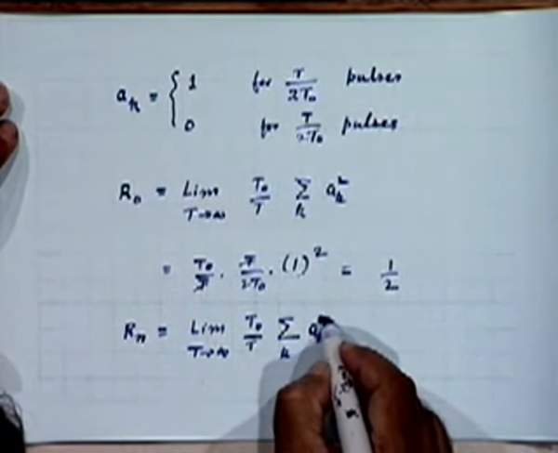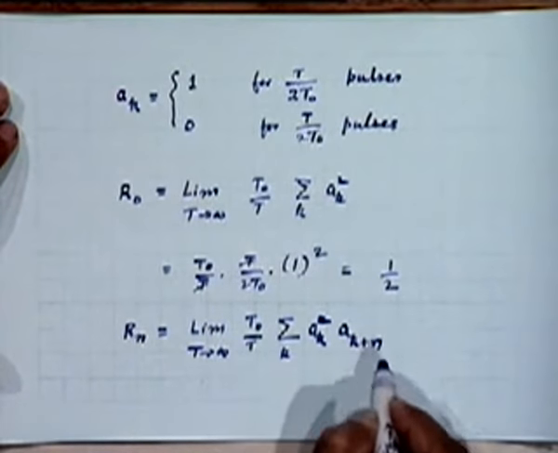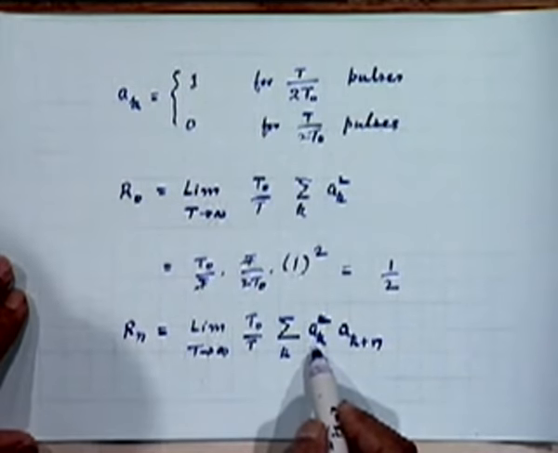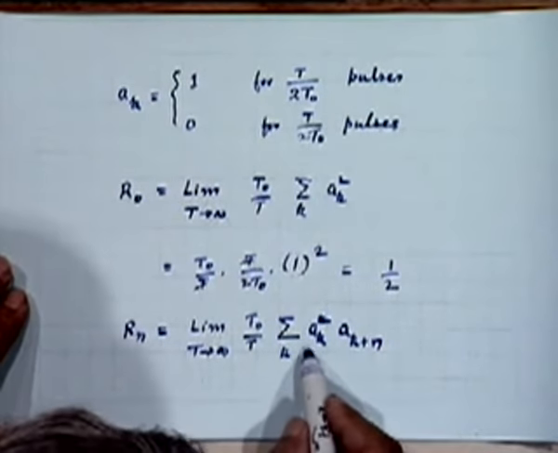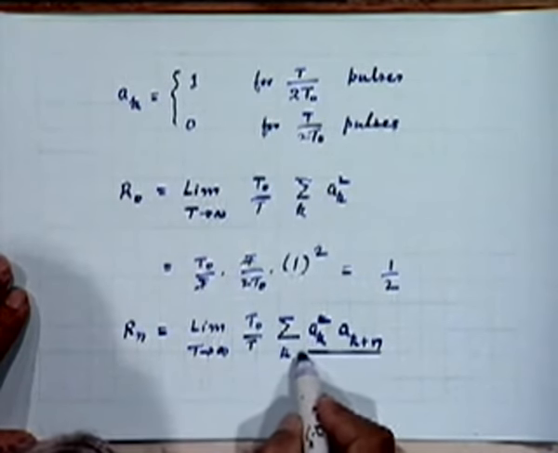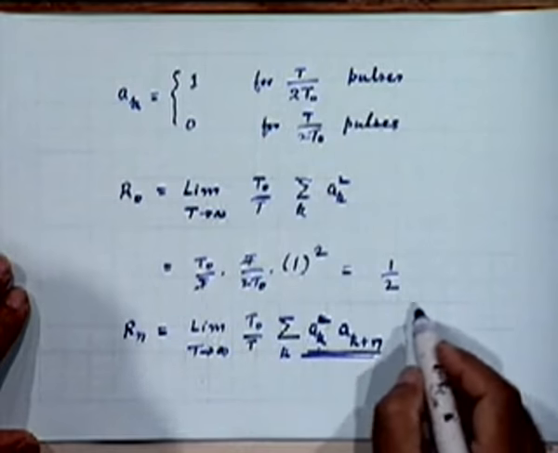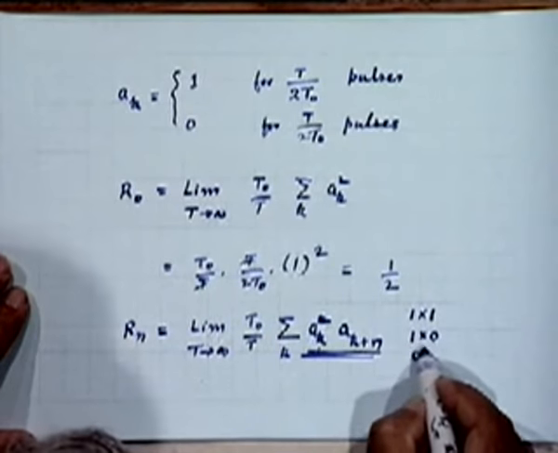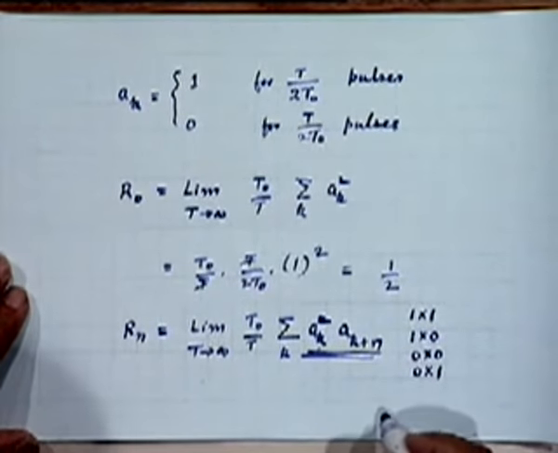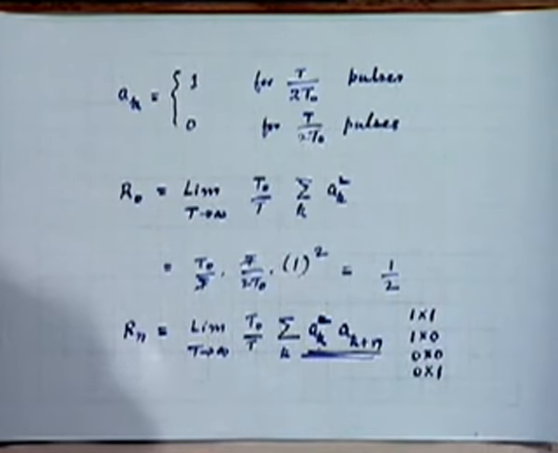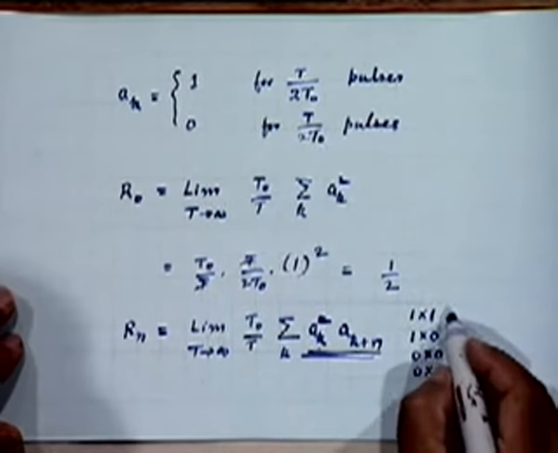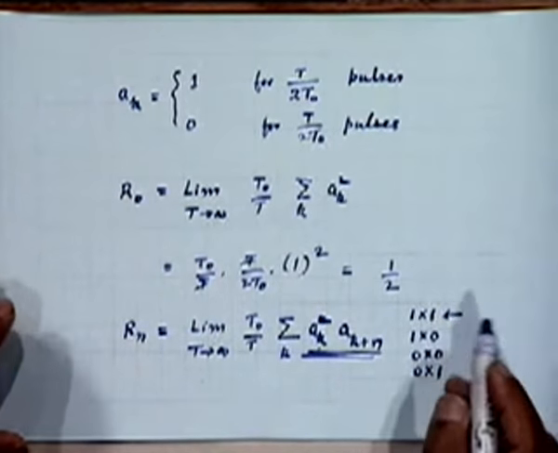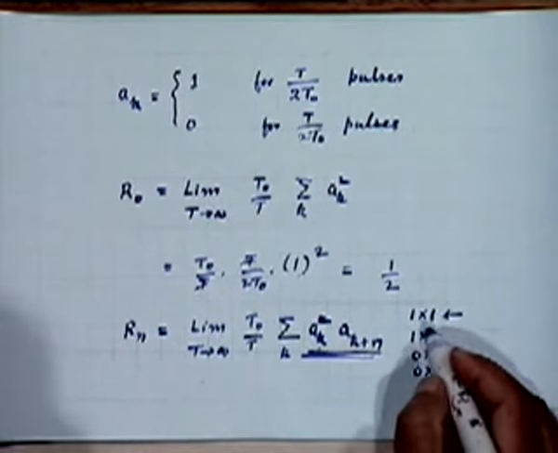Oh, I'm sorry. This should be AK into AK plus n. Now, once you have AK into AK plus n, consider the pair AK, AK plus n. We can have the values 1 into 1, 1 into 0, 0 into 0, or 0 into 1. Right? And again, under the equally likely assumption that we have made, if T is sufficiently large, only 1/4 of the time will we have this situation.